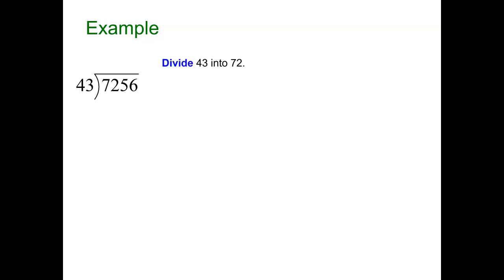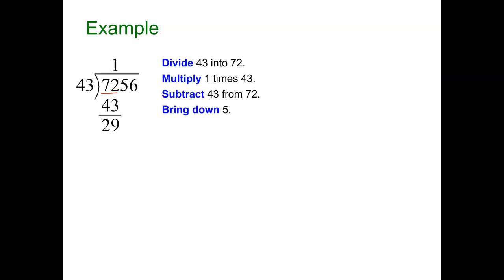First step is that I say, okay, how many times does 43 go into 72? Well, it only goes in once. Second step is to multiply that 1 by the 43 and set it under the 72, and then subtract to get 29. And then I bring down the next number, and I continue the process. Divide, multiply, subtract, bring down.